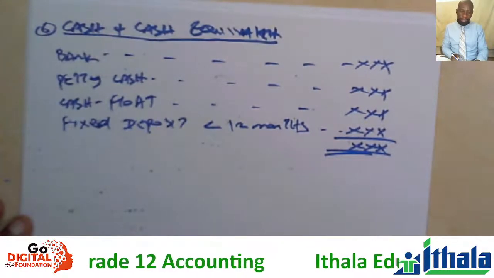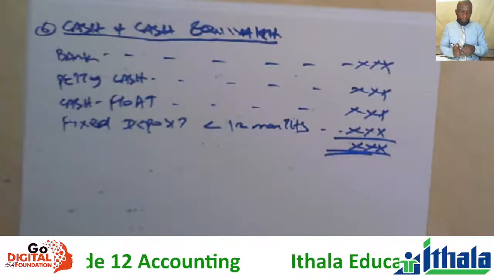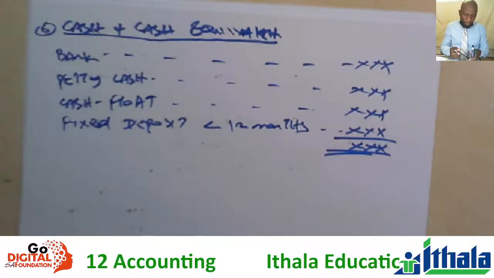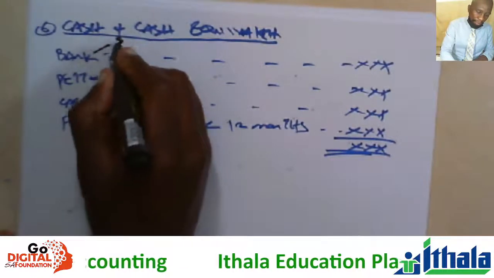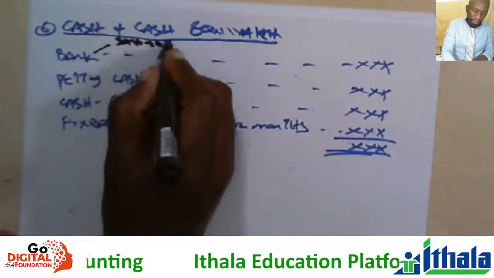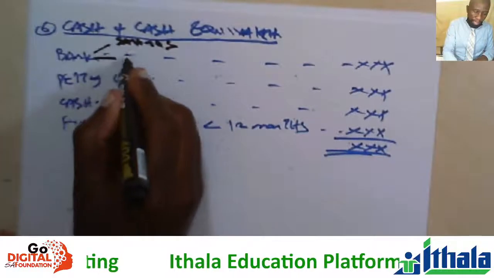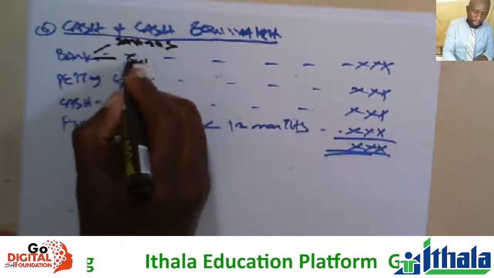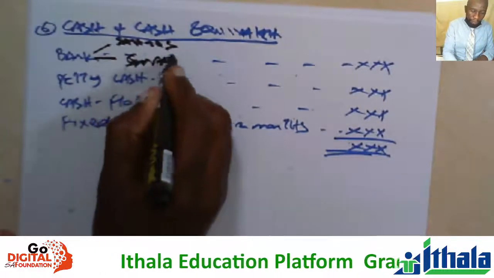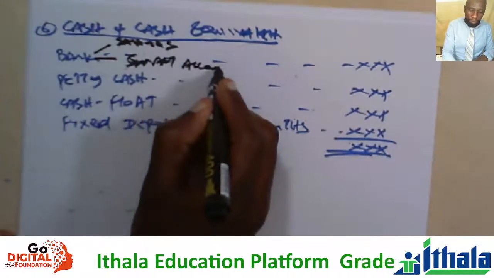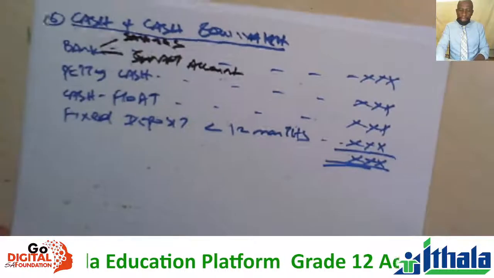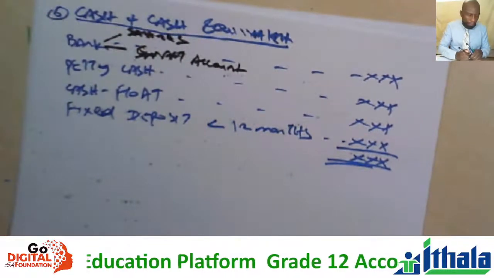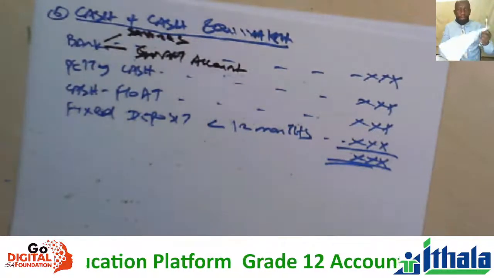Cash and cash equivalent. Sometimes they can give you a type of bank account. Maybe that savings account. Let's say we have savings. Savings is still a bank account. Or current account. Or smart account. Any type of account. Or check account. So it's still bank. Okay, and then we are done with the assets.